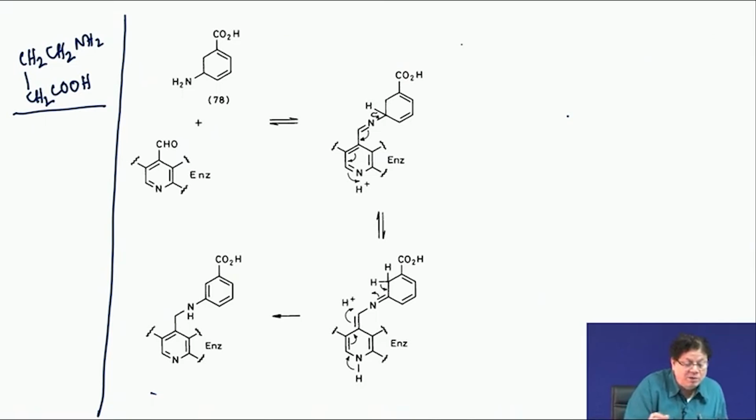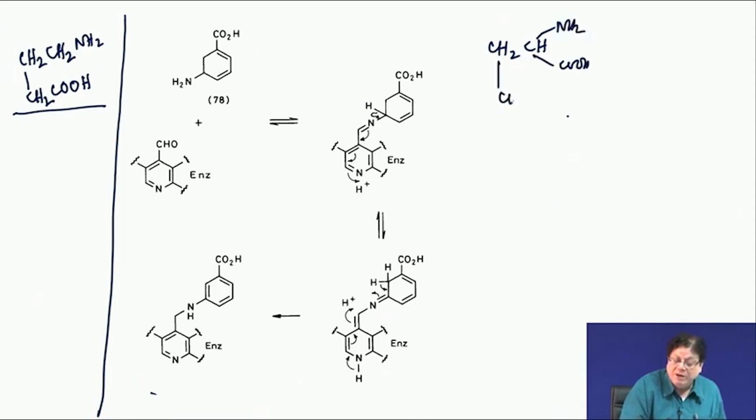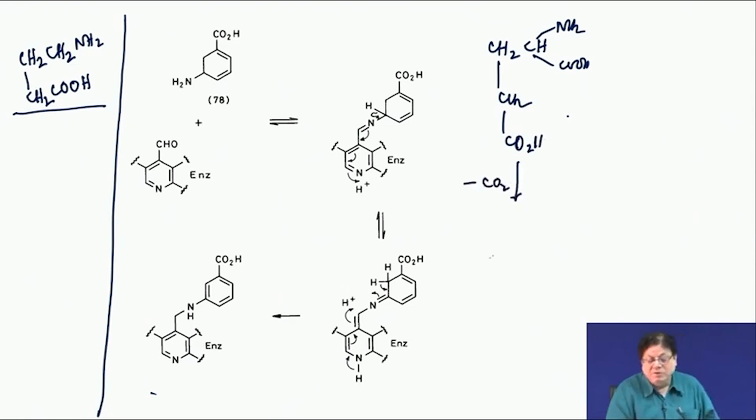So, if you have L-glutamic acid, CH2, then CH, NH2, CO2H, and then CH2, CH2, carbons 1, 2, 3, 4, 5, so it is CO2H. That undergoes decarboxylation. This is called glutamate decarboxylase, because it is decarboxylating glutamic acid. So, what you get is what is called GABA.